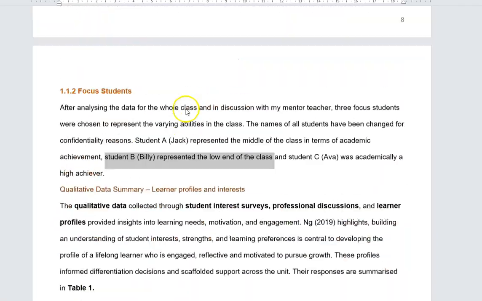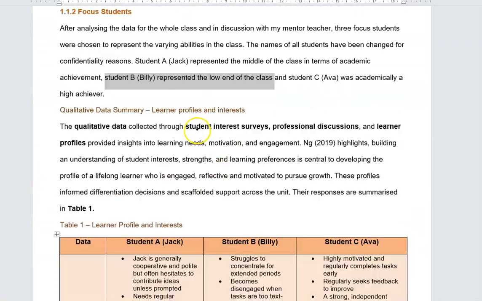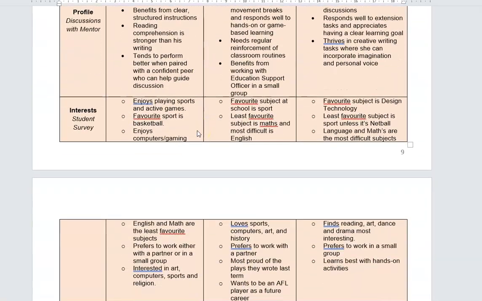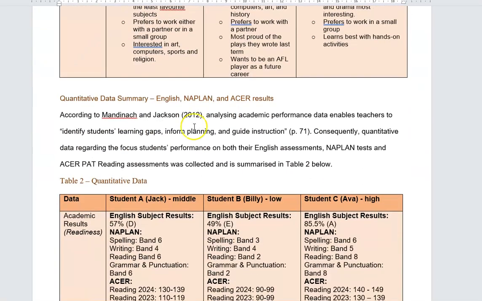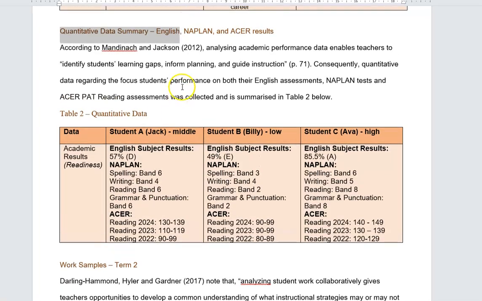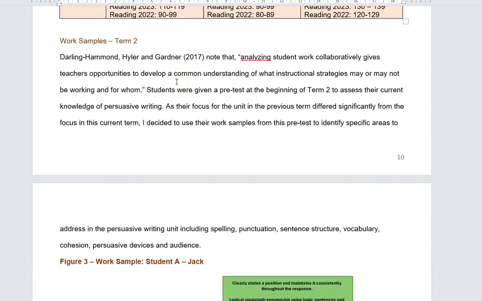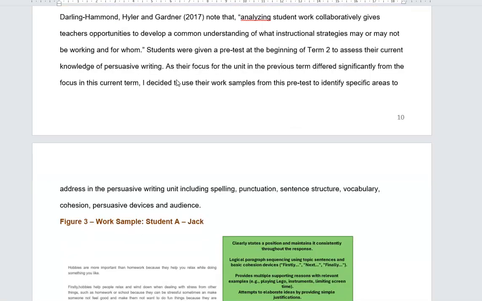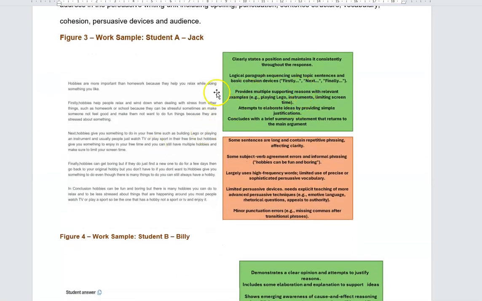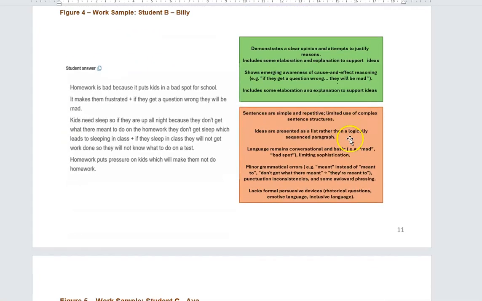So they've shown me the data, they've written about the data, and they've summarised it in a table. The learner profile, interests, those things here. Then they did quantitative data, and they used NAPLAN English results and ACER results, so they collated that information. They did an initial work sample to establish the student's current level of performance, and collected that. And notice, although they don't have lines, they've provided annotations about what we are looking at here. That's the beauty of annotations. Annotations focus the reader on what's important and what's your embedded evidence, and use them to advantage.